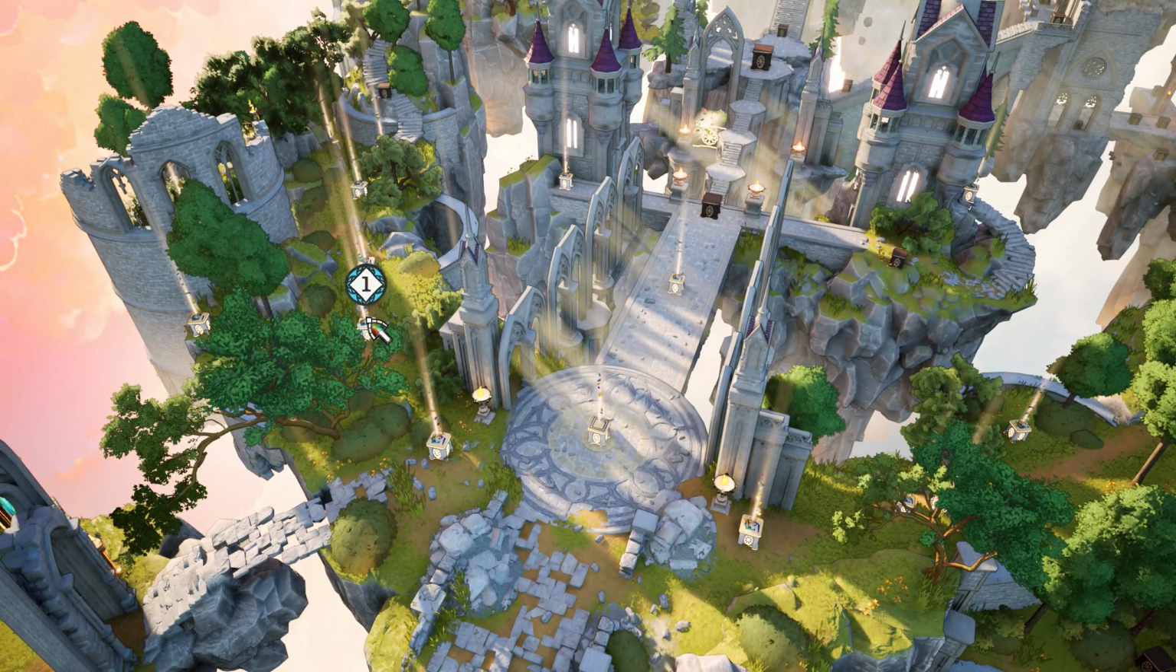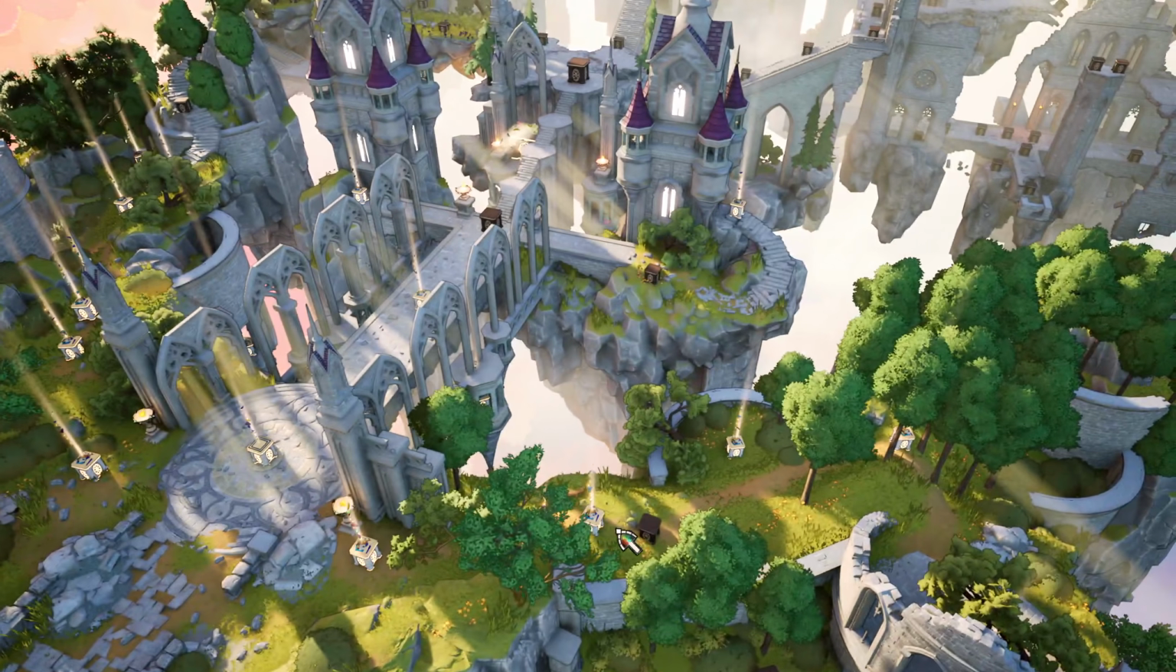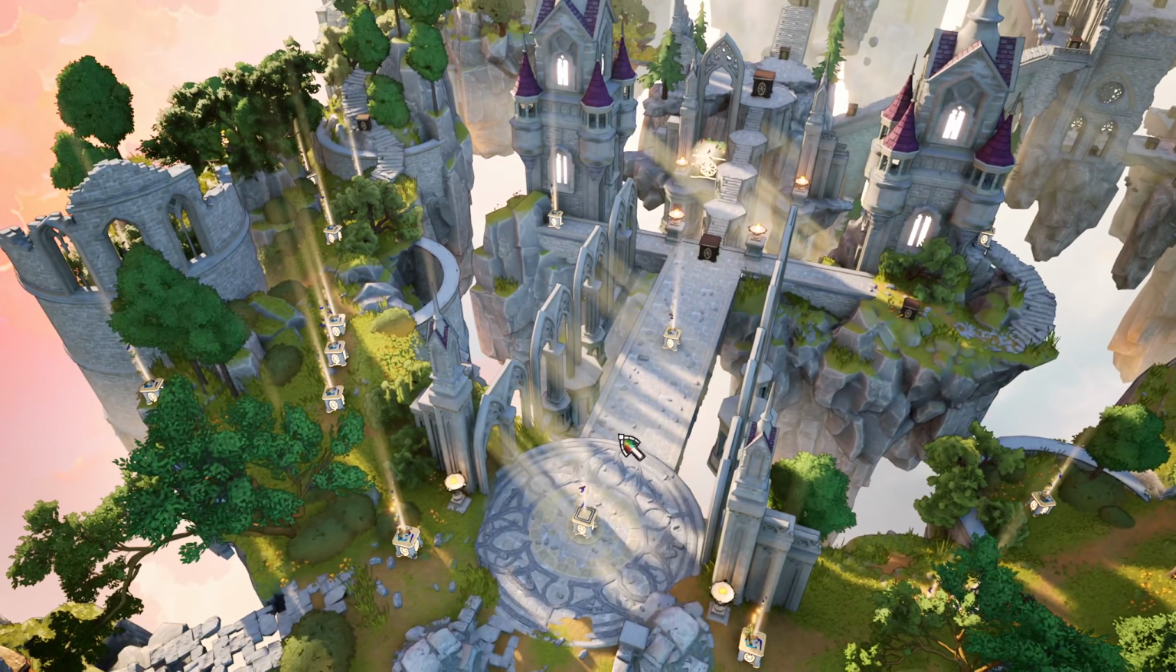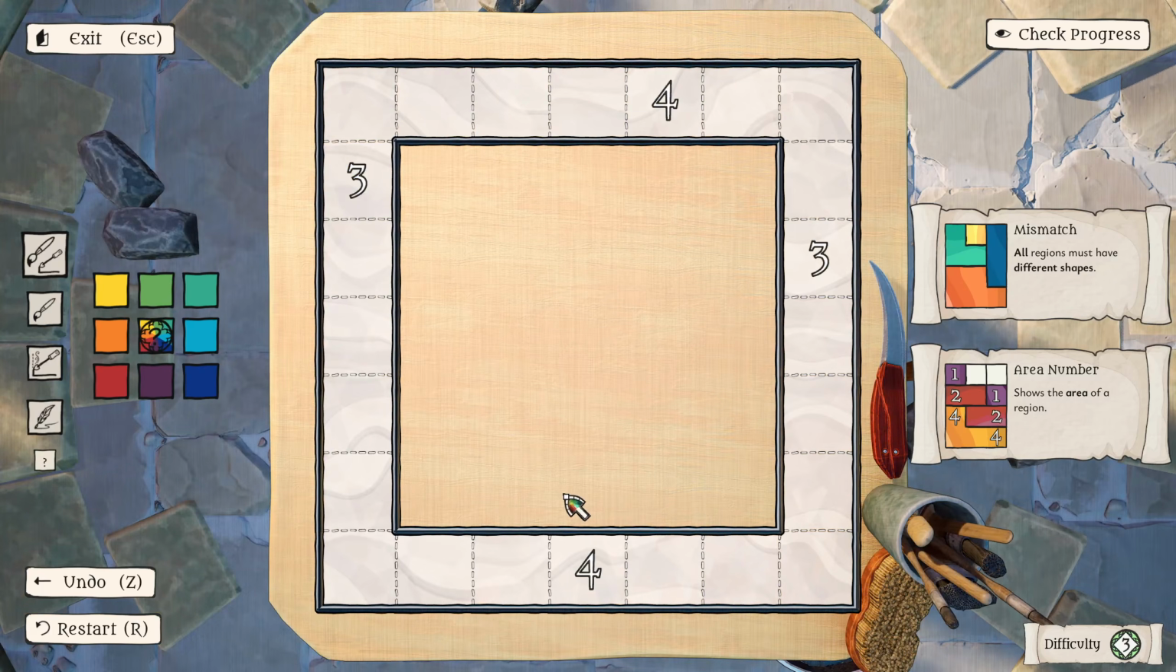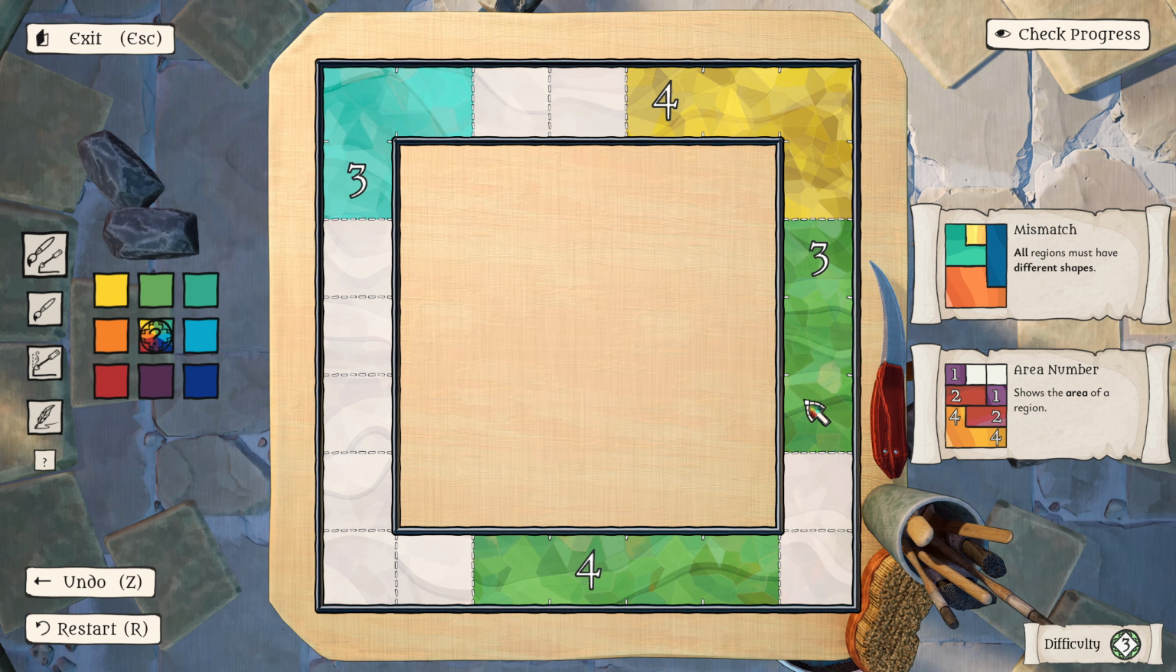No ones to start us off. There's a one over there. So this is just going to be an amalgam of all the mechanics that we have seen thus far, I assume. Mismatch and area number. Shows the area of a region and all regions must have different shapes. So this 3 has to be this. This 4 has to be a straight line. This 4 has to be hooked. That has to be a 3.